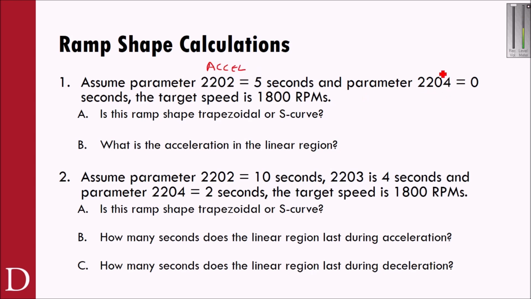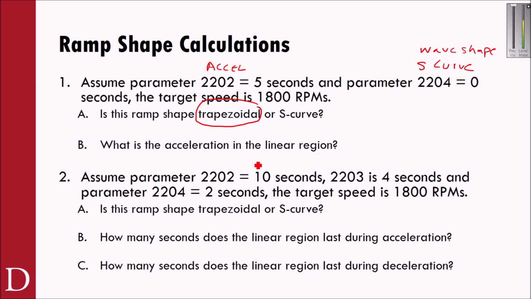And parameter 2204, this is my S-curve or my wave shape, is what I'll call it. Wave shape or S-curve is set to 0 seconds. So this is going to be no S-curve. Is this ramp shape trapezoidal or S-curve? Well, it's obviously trapezoidal. I have no S-curve parameter set.